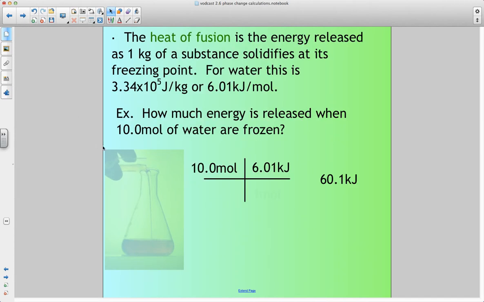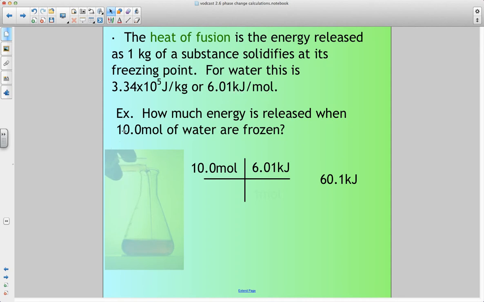Now let's look at another one. Let's look at the heat of fusion. The heat of fusion is the energy released as 1 kilogram of a substance solidifies at its freezing point. For water, and we can use one of two conversion factors, 3.34 times 10 to the 5th joules per kilogram, or 6.01 kilojoules per mole.